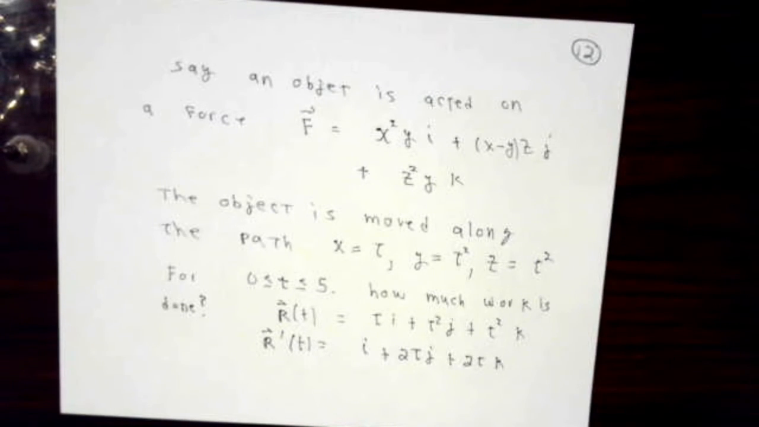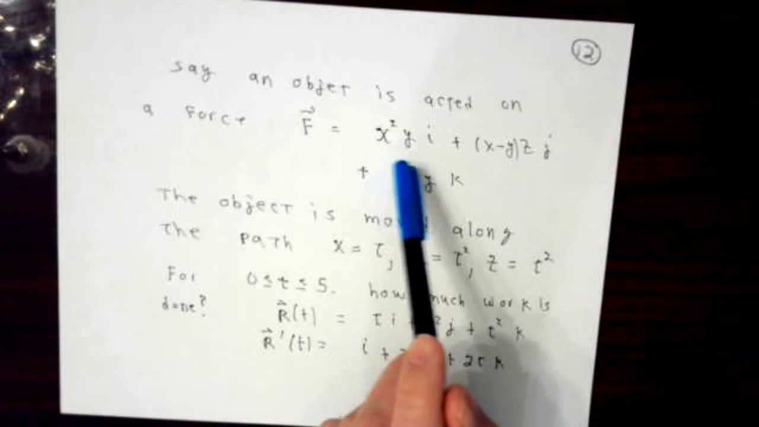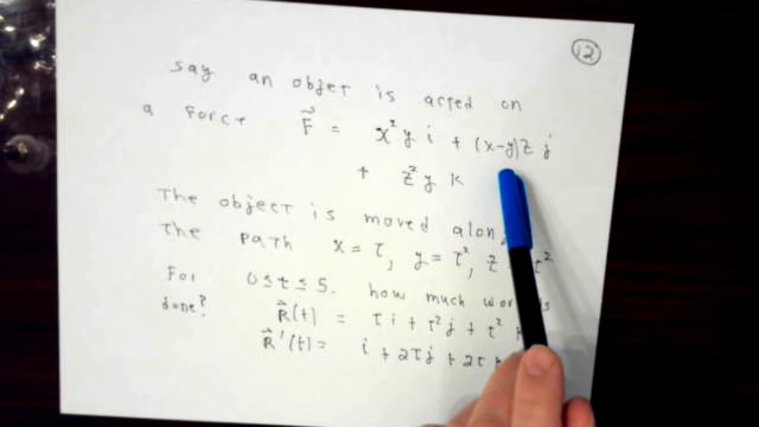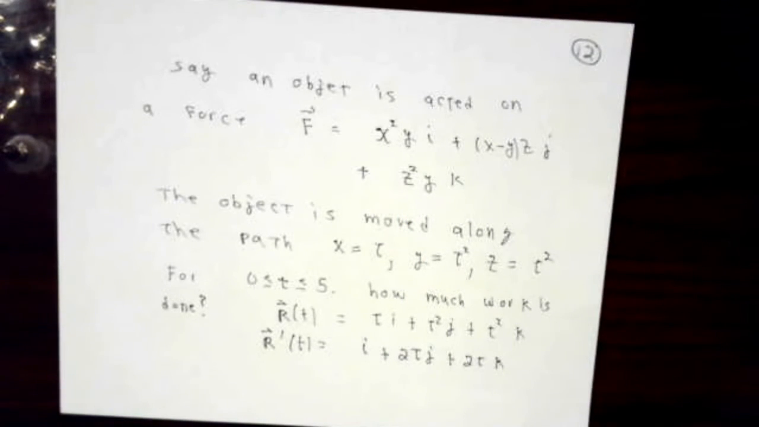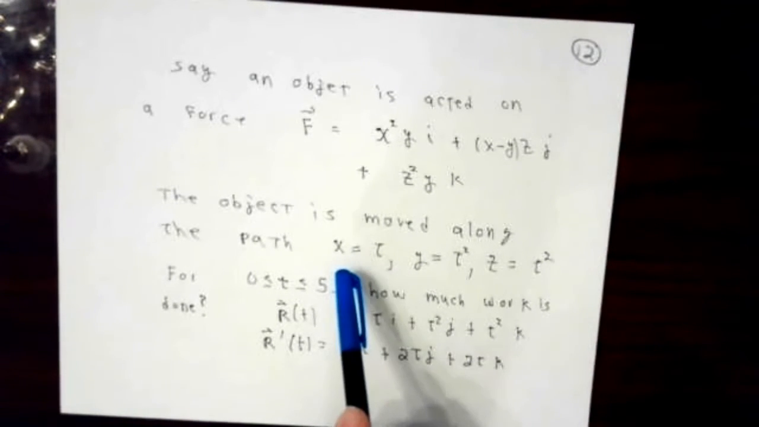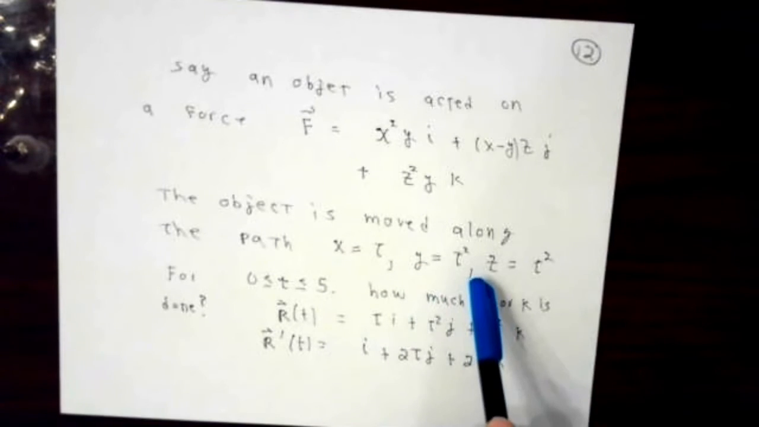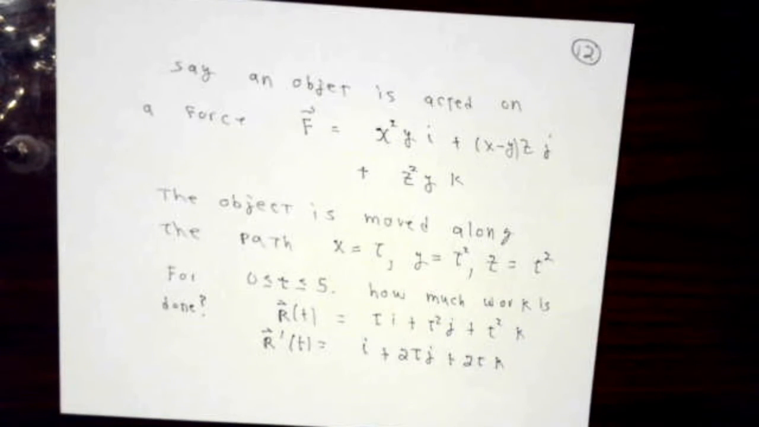So suppose an object is acted upon by a force field. At point xyz in three-dimensional space, the force vector from the force field is x squared y times i plus x minus y times z j plus z squared y times k. I'm going to move the object along a path where x is t, y is t squared, and z is also t squared. I'm going to do this starting at t equals 0 and ending at t equals 5. I want to figure out how much work is done.